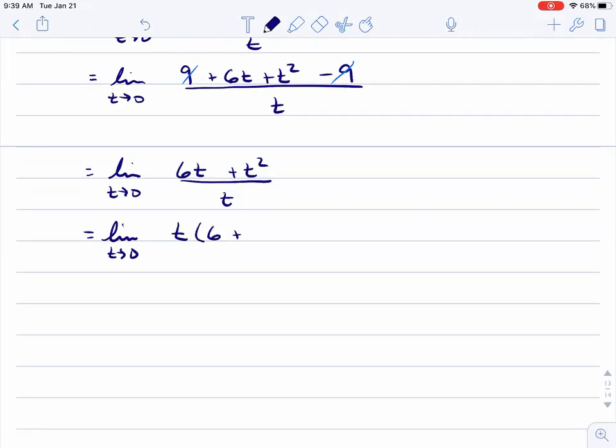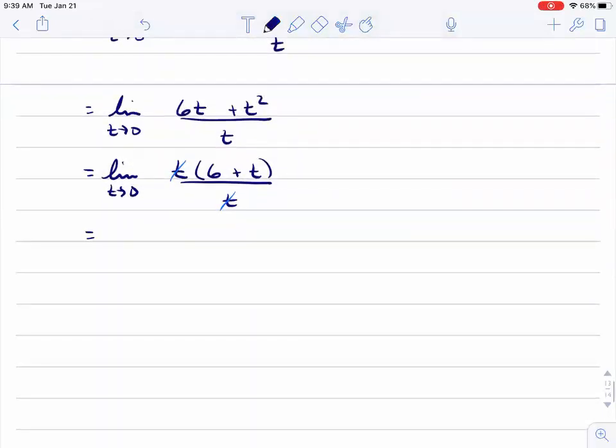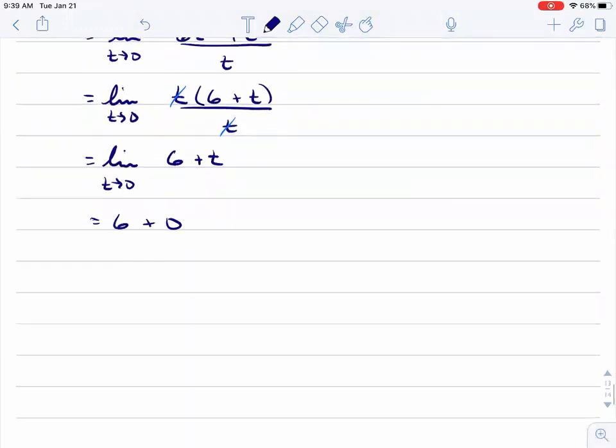So t times 6 plus t divided by t, now I'm allowed to cancel it. And so now I've got the limit as t approaches 0 of 6 plus t. All of a sudden, well, that's going to be 6 plus 0. Not going through the motions of taking the limit of 6 is 6, plus the limit of t as t goes to 0 is 0, right? I can just rewrite that as 6 plus 0, which is going to be 6.